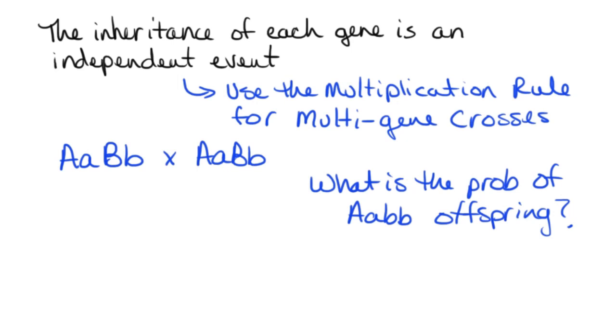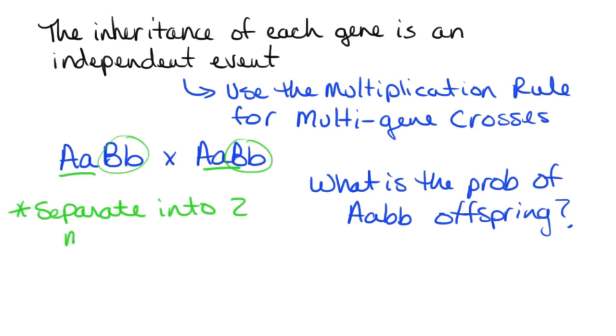Because what the multiplication rule is telling us is that what happens with the A's here is going to be completely independent from what happens with the B's. So we can really separate this. This is the key. We're going to separate this into 2 monohybrid crosses. So we're going to have a little cross where we look at the A's, and then we're going to have a little cross where we look at the B's. So let's do this first. Let's take a look at that.